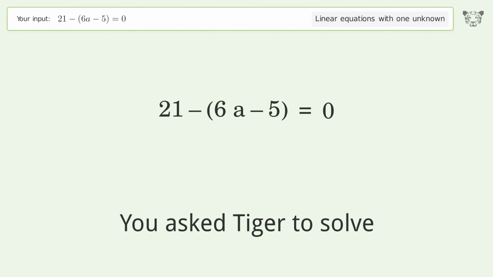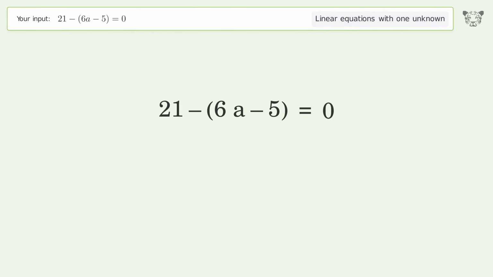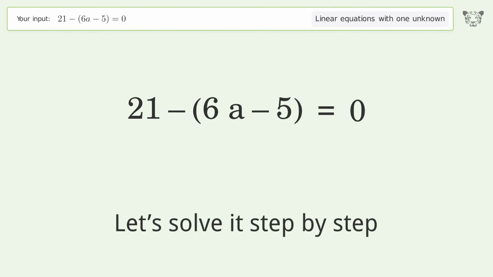You ask Tiger to solve this. This deals with linear equations with one unknown. The final result is a equals 13 over 3. Let's solve it step by step.